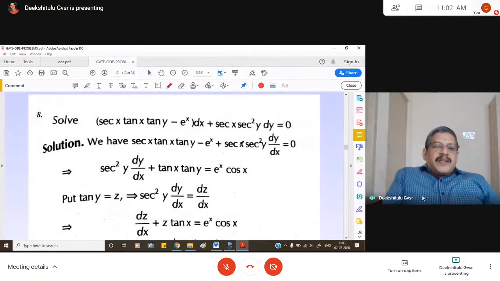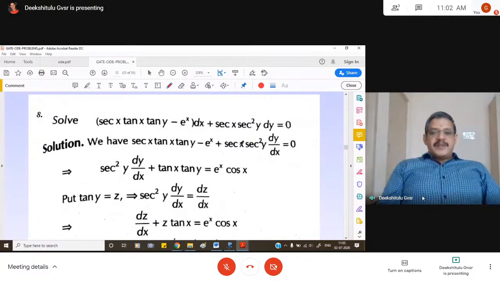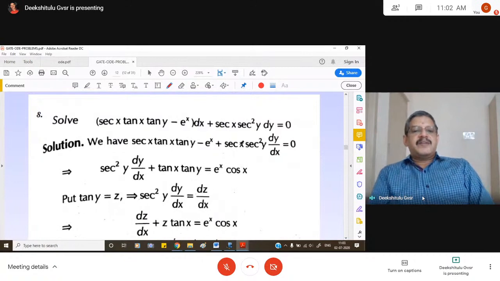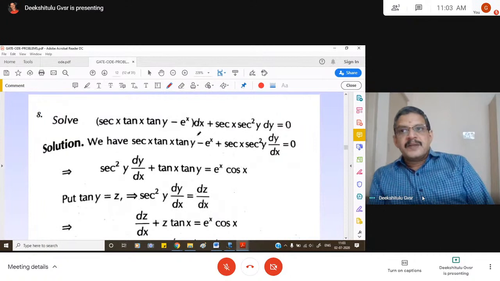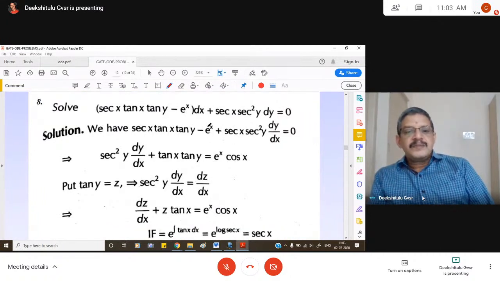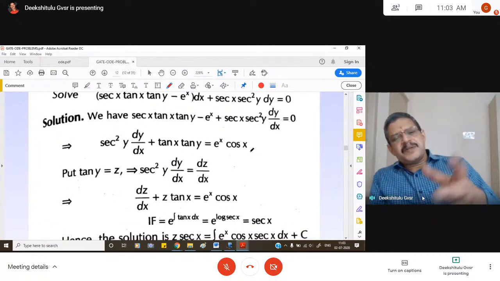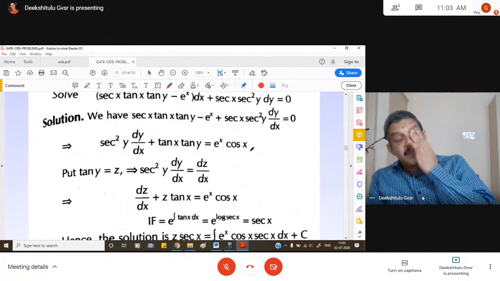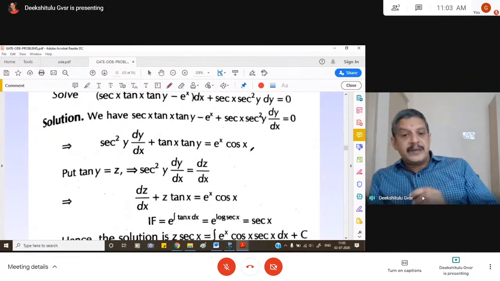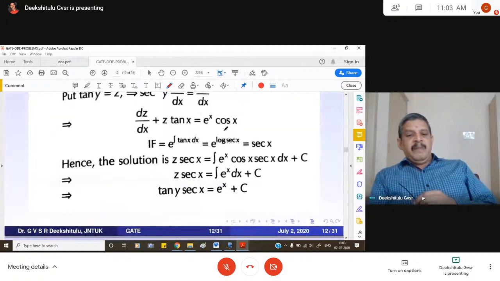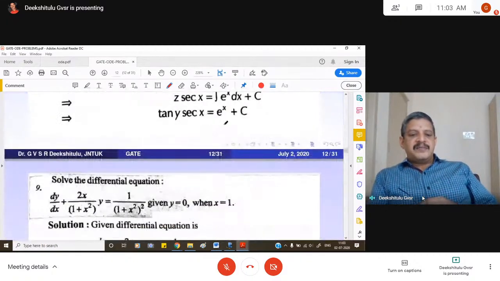Next one is secant x tan y minus e power x dx plus secant x secant square y dy is equal to 0. So this also can be converted into a linear equation, with secant x tan y minus e power x plus secant x secant square y dy by dx. This has a bit more complicated terms, so you have to be very careful while converting these problems into linear form. Go through this problem, you can understand easily.